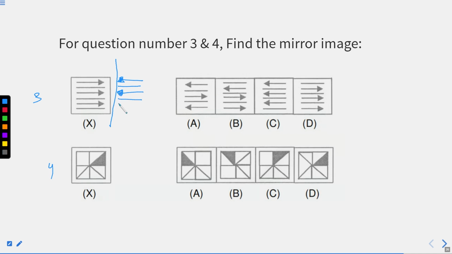Again a line, again an arrow, and again a line. Check where these conditions are satisfied. All arrows should be in this direction. This is not. In the left direction, not in the right direction. Eventually C is your answer. I hope there is no problem in finding answers now, right?